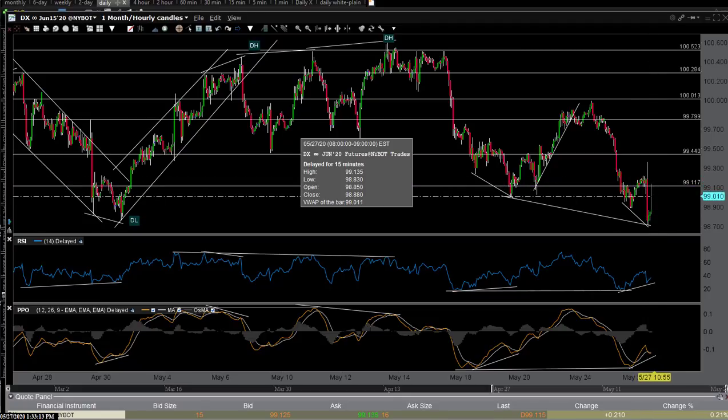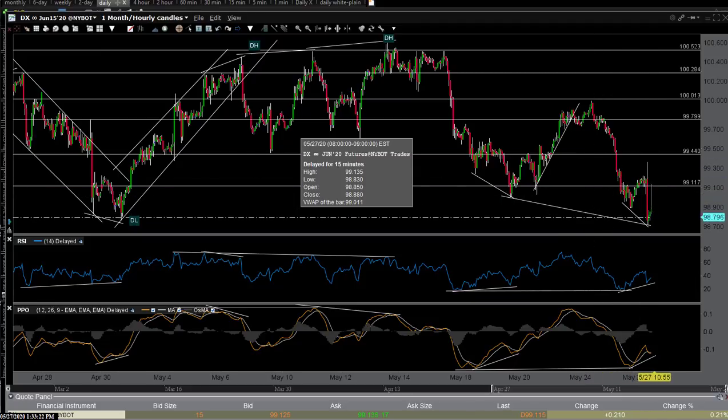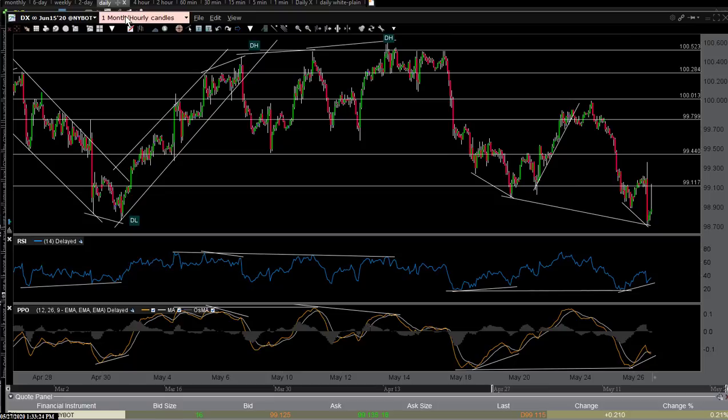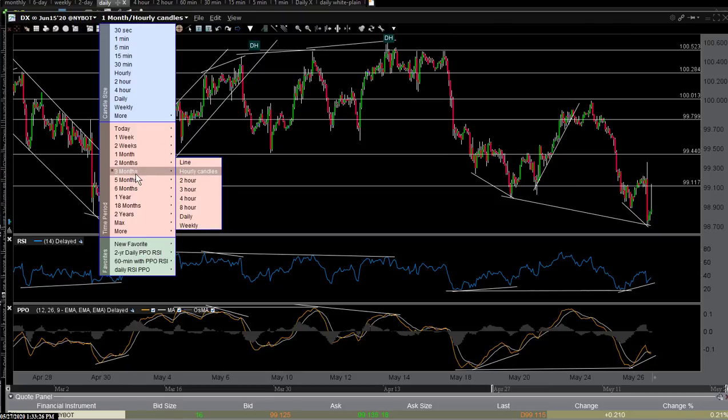So I'm going to tell you right now, as far as the timing goes, my convictions aren't very high, but I'd rather be long than short the dollar right now based on this chart. Although that is a pretty significant support level, and sometimes these divergences can get taken out.